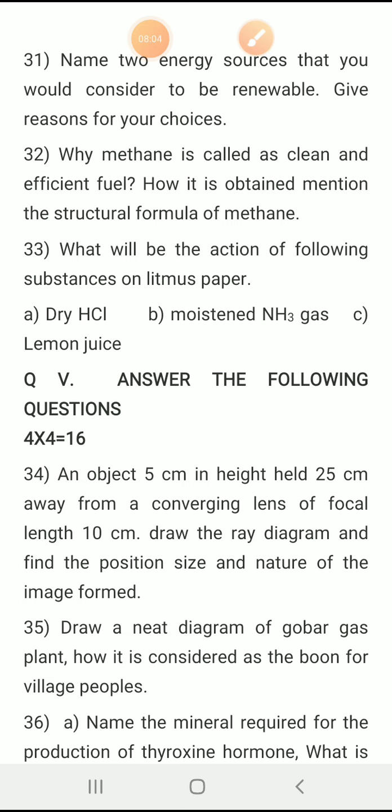For example, solar energy. With the help of solar cells, we can harness electricity, and that electricity we can use for different purposes. For example, windmills. With the help of the wind, we are able to rotate the turbines, and that is also a renewable energy, and it will not produce any exhaust.